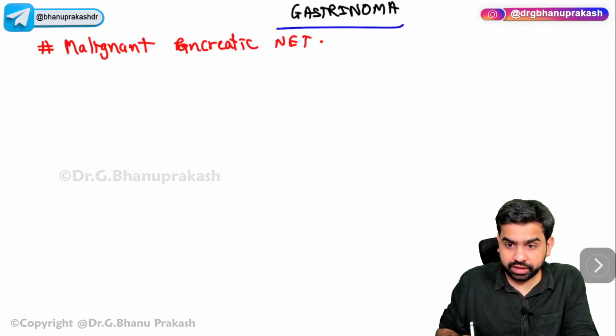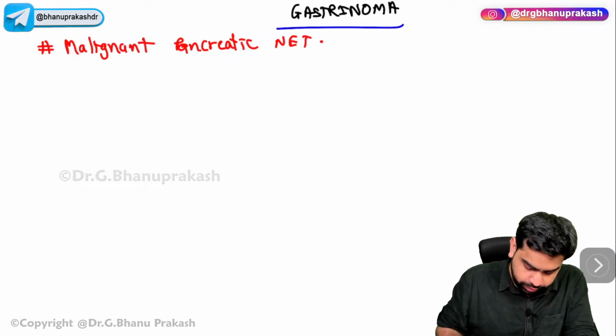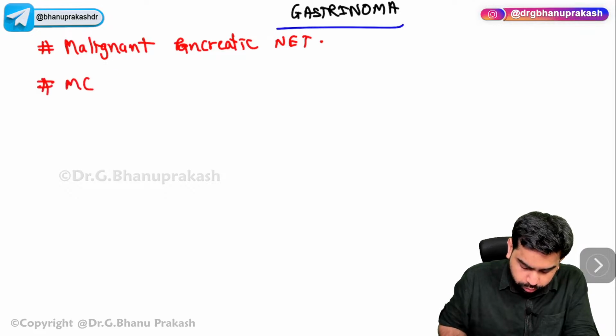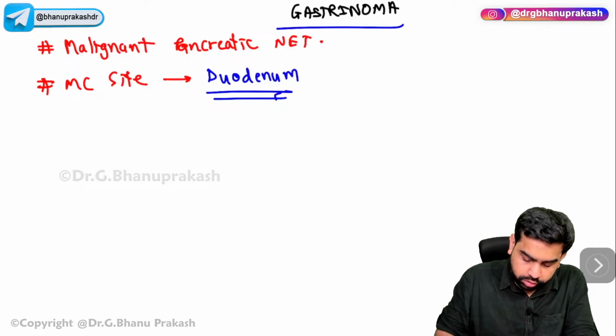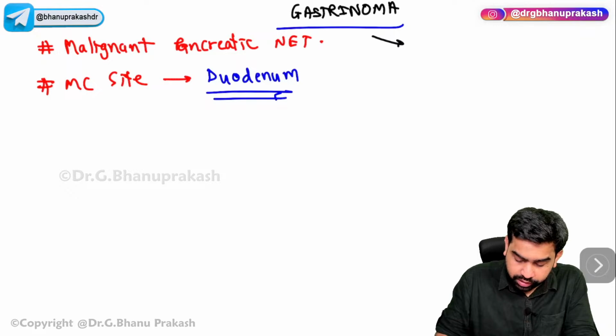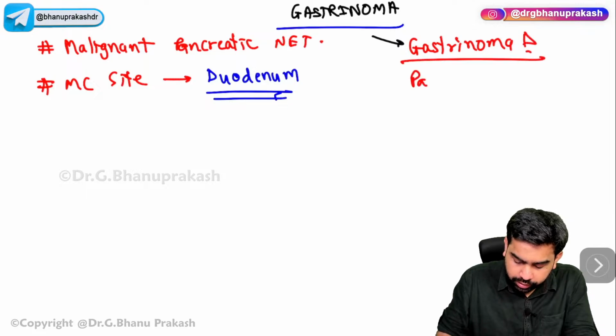What is the second thing you need to understand over here? If I ask you what is the most common site of this particular Gastrinoma, what is the answer? It is duodenum. So duodenum is the most common site of this. This Gastrinoma basically occurs in the Gastrinoma triangle, which is also called Passaro's triangle.